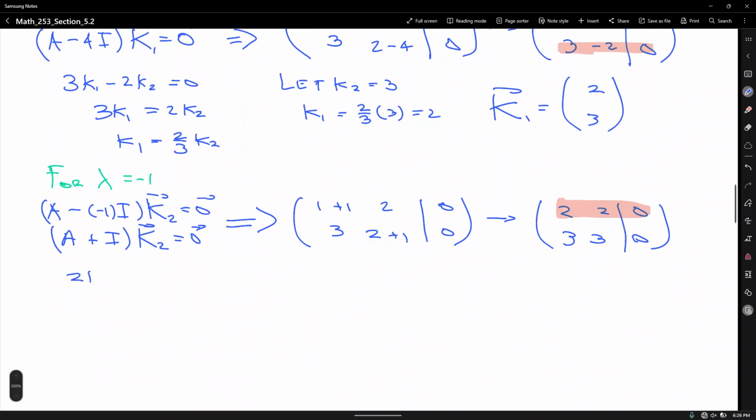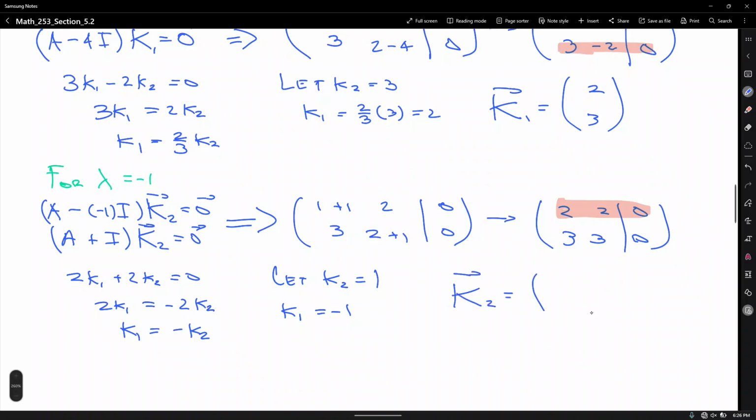So 2k1 plus 2k2 equal to 0. Solve for k1. 2k1 equals -2k2 and k1 equals -k2. That means, let k2 equal to what works this time? 1. That means k1 equals -1. So our second eigenvector, k2, will have components -1 and 1. All right?